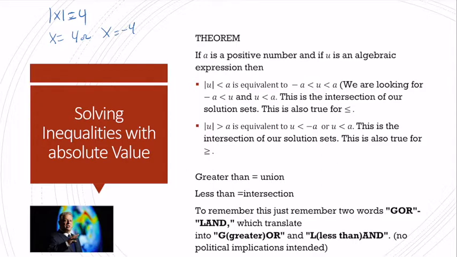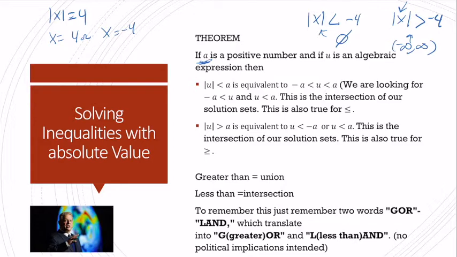Friendly reminder that absolute value is always positive. So when we're working with inequalities, we need a to be a positive number, because if I had the absolute value of x less than -4, this would have no solutions, because the absolute value is always positive. Or if I had the absolute value of x greater than -4, this would have infinitely many solutions, from -infinity to +infinity, because absolute value is always positive. So that's why our a needs to be positive.